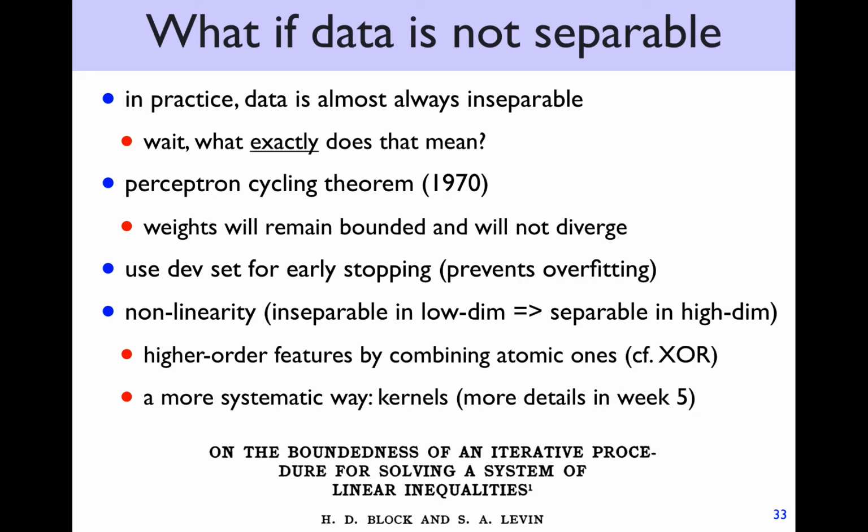But in reality, if you want to apply machine learning to any dataset, you have to define a feature map. You have to do some pre-processing of the data, right? And you will understand what that means when you work on homework 1 in week 3. So there was another theorem called the perceptron cycling theorem, 1970, that says if the data is not separable, the weights will remain bounded. It will not diverge. It will not go to infinity. It will remain bounded and will cycle.